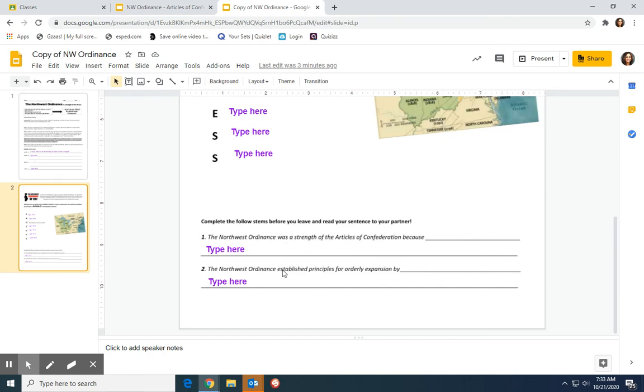The Northwest Ordinance established principles for orderly expansion by same idea. And a big part of why it's a strength, because it actually worked. We used it. The other things like no president, when we tried doing that, it didn't work. No taxing, didn't work. No federal courts, didn't work. So this was something, when we did do it, it did work. It was effective. It went smoothly.